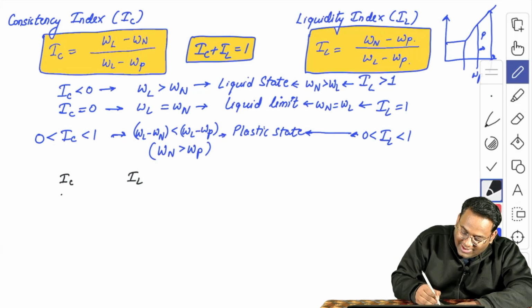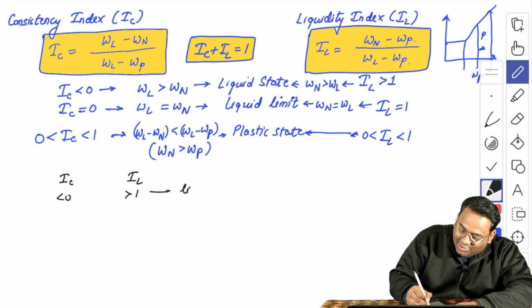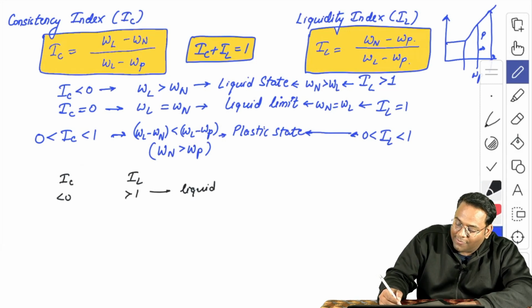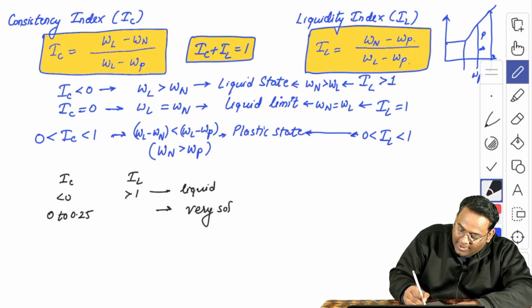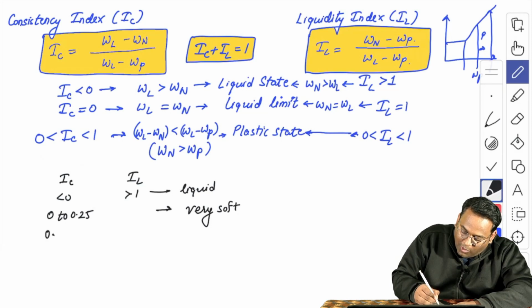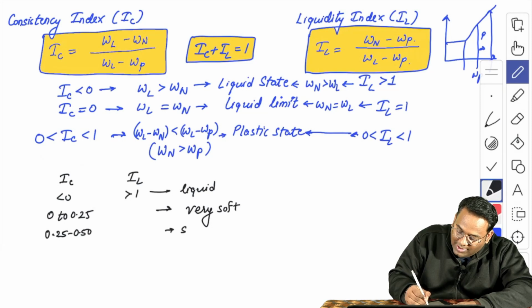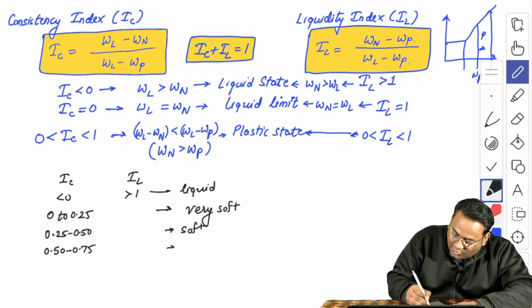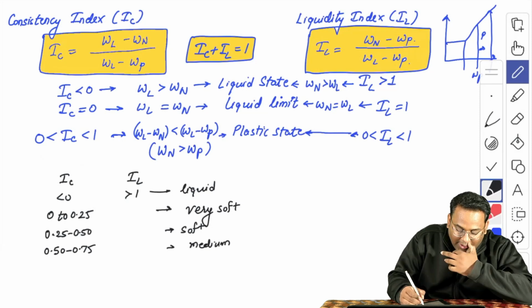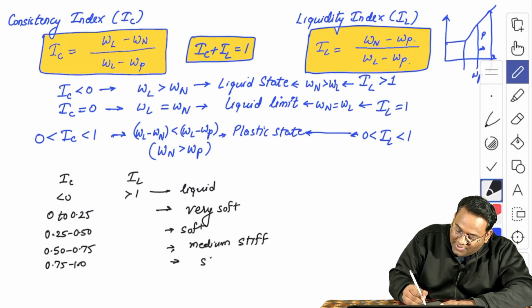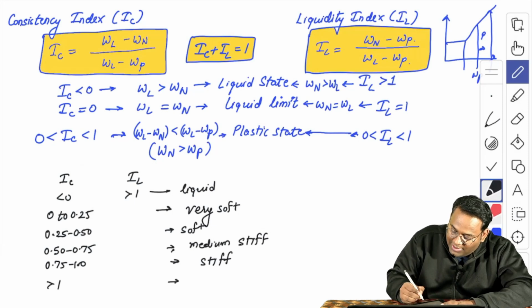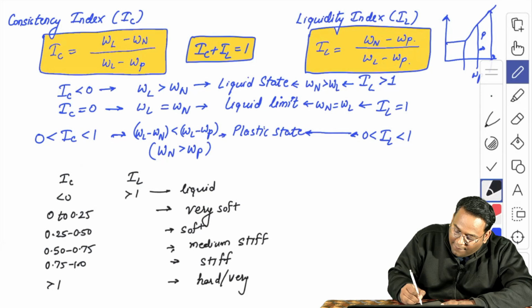Let us suppose that if IC is lesser than 0 or IL is greater than 1, the soil is liquid. In the same way, if IC is between 0 and 0.25, then the soil is termed to be very soft. If the value of IC is between 0.25 and 0.5, then the soil is said to be soft. If the value of IC is between 0.5 and 0.75, then the soil is said to be medium stiff. And if the value is between 0.75 and 1, then the soil is said to be stiff. And if its value is more than 1, then the soil is said to be hard or very hard.